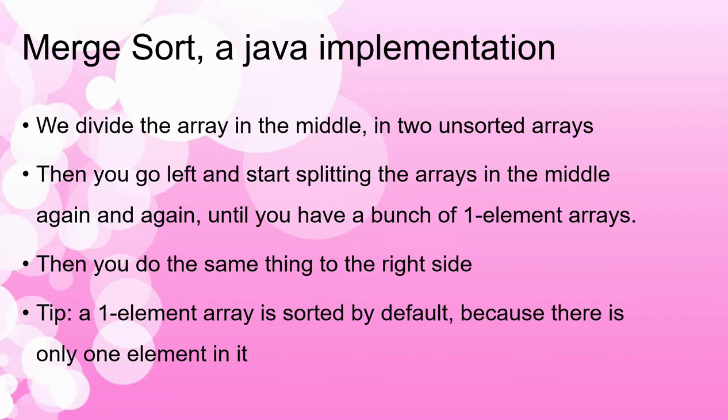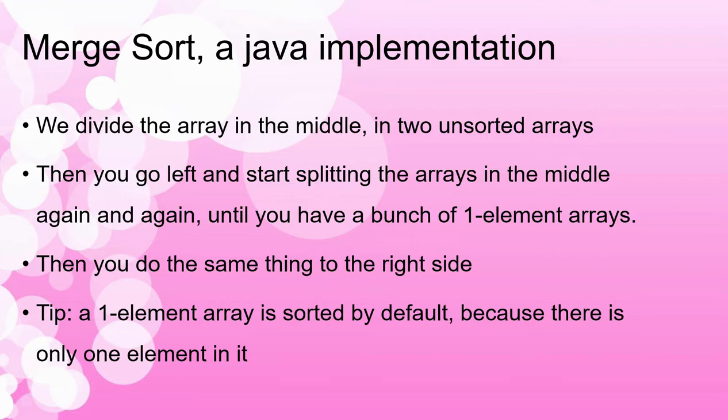What do we do? We divide the array in the middle into unsorted arrays. Then we go left and start splitting the arrays in the middle again and again until we have a bunch of one element arrays. Just try to imagine it. Then I will show you how to do it. Then we do the same thing to the right side.